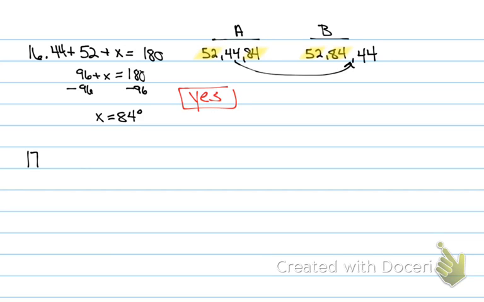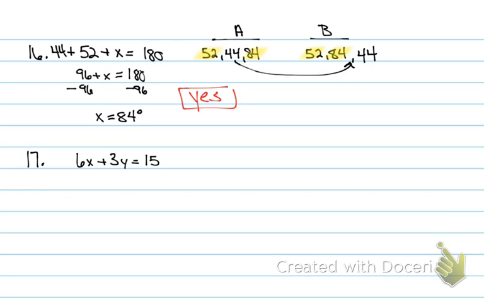Okay, on number 17, you have the equation 6x plus 3y equals 15. It says to graph it. Well, the first question you're supposed to ask yourself is, is the equation ready to graph? No, it's not. What do I need to do to get it ready to graph? You need to move x to the other side. You've got to solve for which variable? Y. Okay, so go ahead and do that.